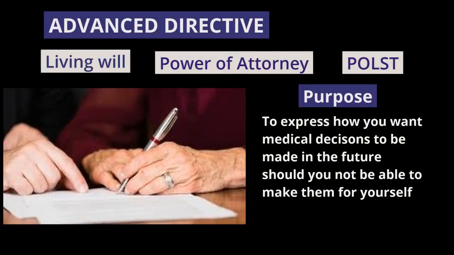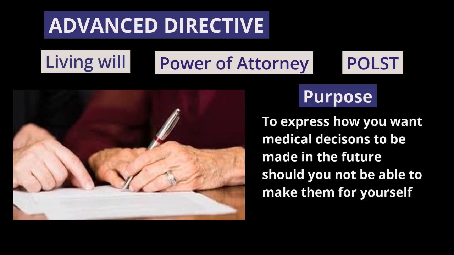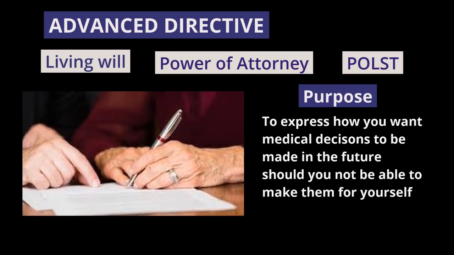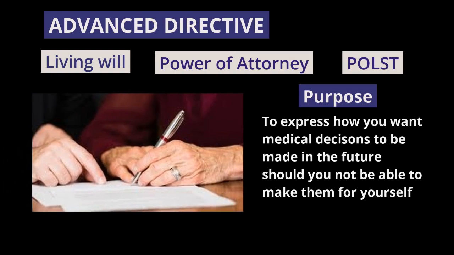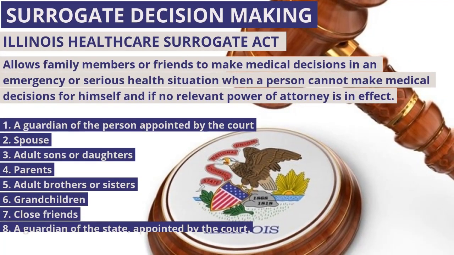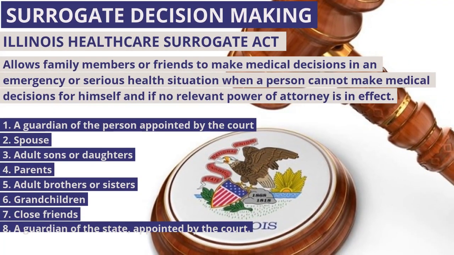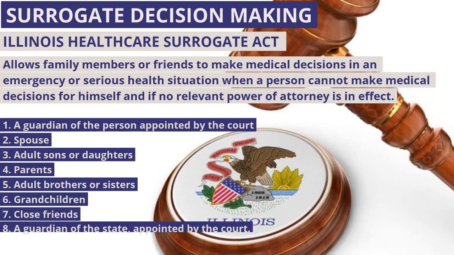Advanced directives provide written legal instructions regarding preferences for medical care in the event that a patient is unable to make decisions for themselves. Now, in the event that a patient cannot make medical decisions for themselves, the Illinois Healthcare Surrogate Act allows family members or friends to make medical decisions on their behalf.